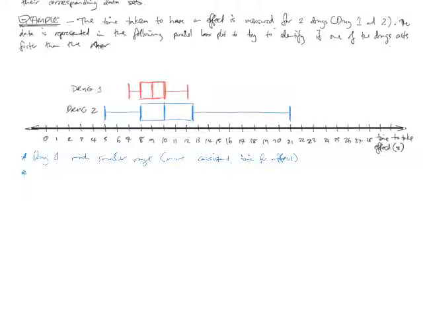What else can we conclude from here? The median of drug 1 is lower than the median of drug 2. So drug 1 median lower, so faster effect, based on median only.